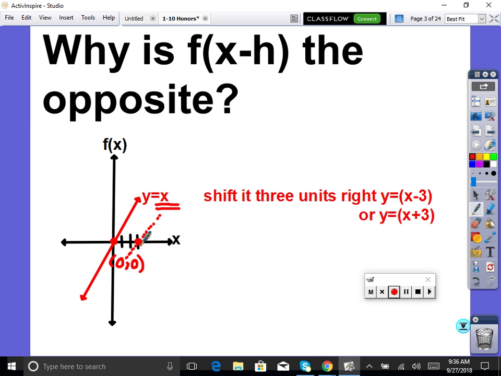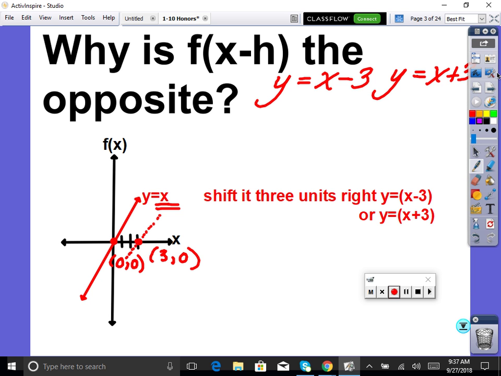Now that is the point over 3, up 0, isn't it? So now we're asking, well, should that be y is equal to x minus 3 or y is equal to x plus 3? Well, like she was saying. Okay, so now let's plug in. What point do we have? 3, 0. Isn't that where we need to end up?